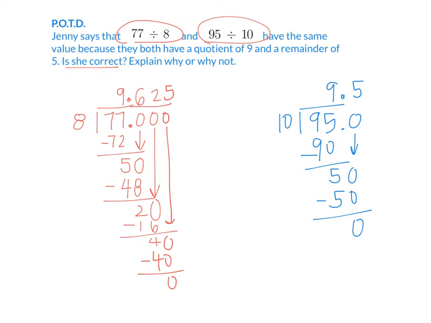So even though Jenny found that this was 9 remainder 5 over here, was she right that the second problem was also 9 remainder 5? But do they have the same value? So just because you have the same quotient and the same remainder, can you prove that it doesn't have the same value? Yeah, and you can do that by doing the decimal division.